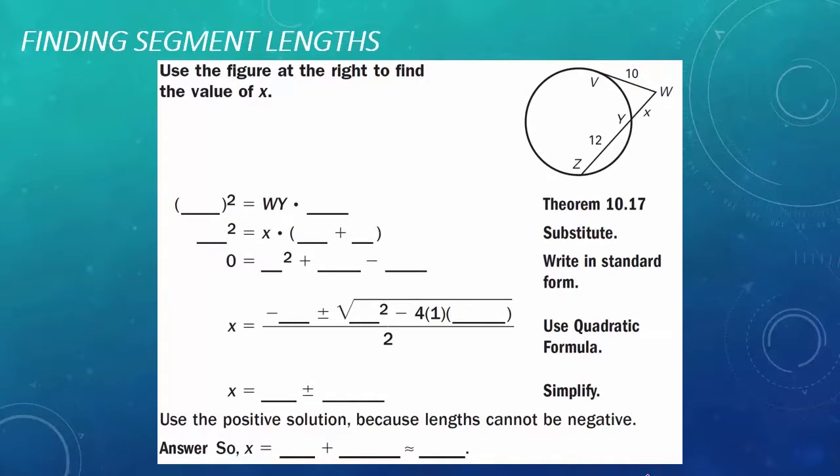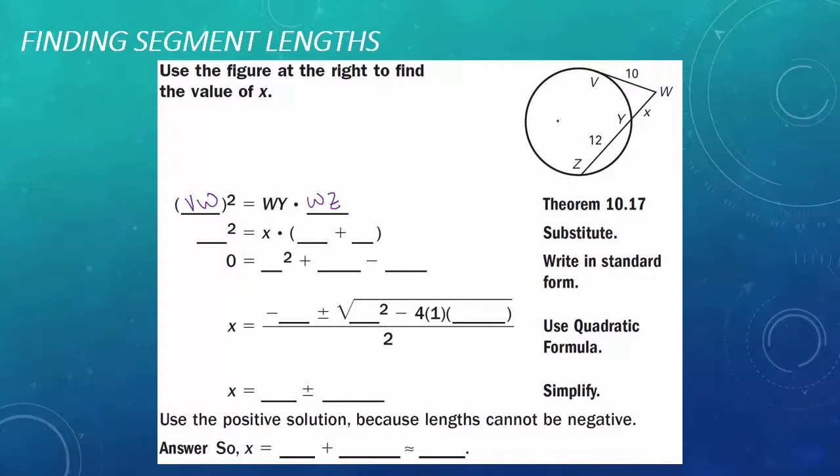Example 4, again, another one finding segment lengths. This time I have a tangent and a secant meeting at the same point outside the circle. According to Theorem 10.17, we're going to take the square of our tangent, which is VW, and that is equal to the external length of our secant, which is WY, times the entire length of our secant, which is WZ.